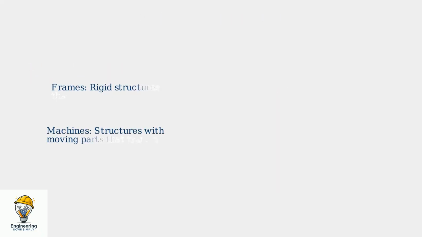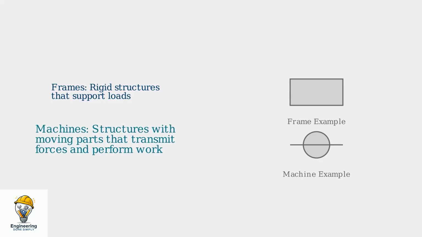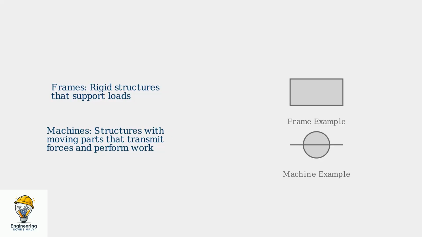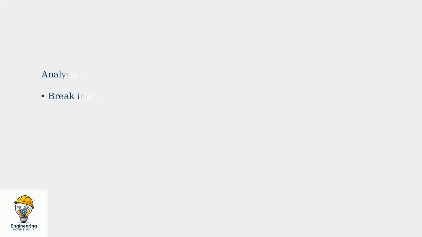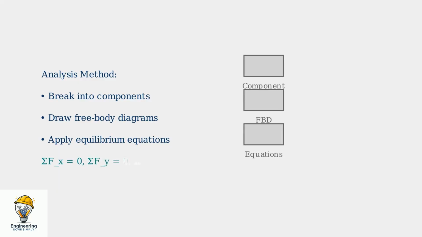Frames are rigid structures designed to support loads without significant deformation. Machines are structures with moving parts that transmit forces and perform work. To analyze frames and machines, break them down into individual components using free body diagrams. Then apply equilibrium equations. The sum of forces in x and y directions equals zero, and the sum of moments equals zero.